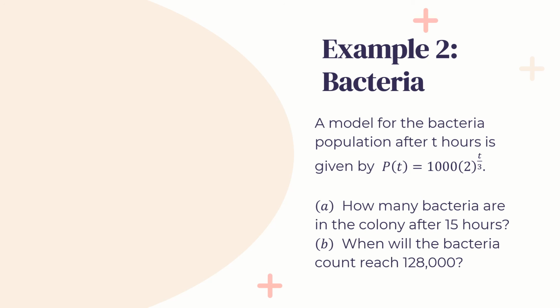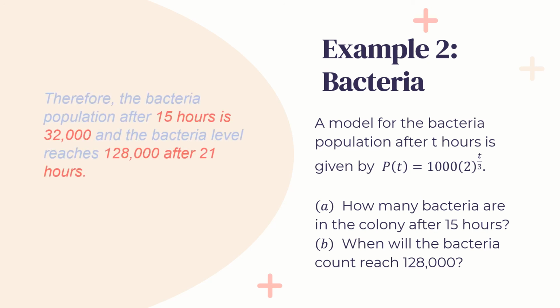So how many bacteria are present in a colony after 15 hours? And then the second one is what is the time if the bacteria will be at 128,000? So our answer is the bacteria population after 15 hours is 32,000, and the bacteria level reaches 128,000 after 21 hours. But how?